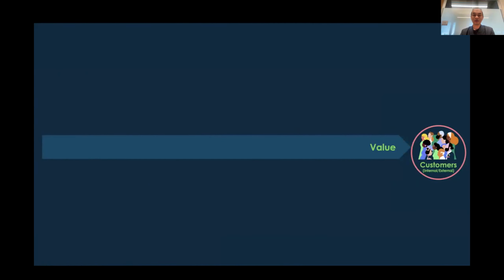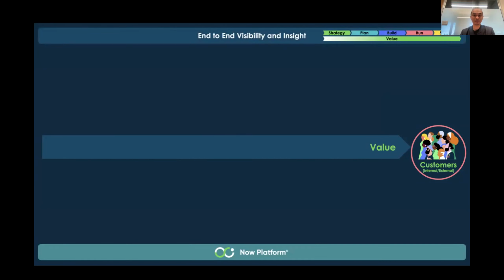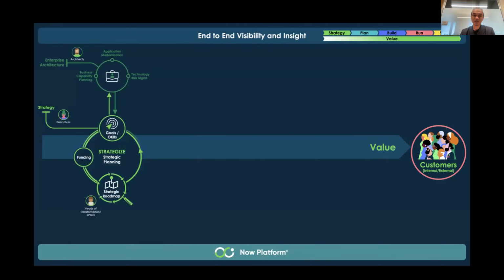So I want to cover all the areas that SPM touches on the platform. Again, as I said, it's going to help you deliver value to your customers by providing end-to-end visibility and insight from strategizing. While in the strategy phase, your executive management comes up with strategic priorities, depending on which your organization heads, they create goals and OKRs for everybody in the company. Depending on the goals, people in different organizations come up with their strategy roadmaps, you fund them.